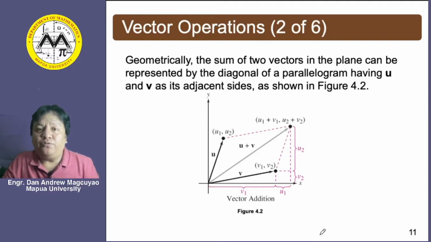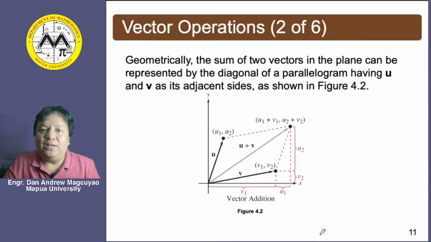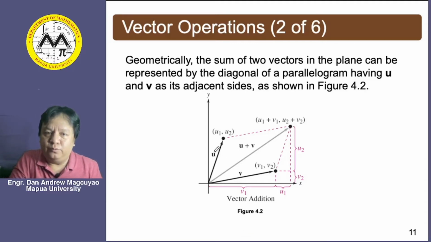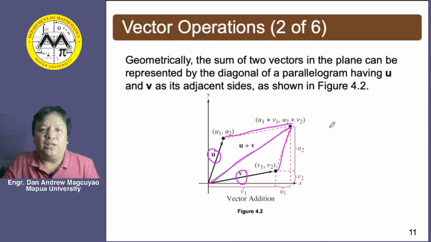Geometrically, the sum of two vectors in the plane can be represented by the diagonal of a parallelogram having u and v as its adjacent sides, as shown in the figure. So if this is the vector u and this is the vector v, we create a parallelogram, and the diagonal coming from the origin would serve as the resultant of these two vectors.